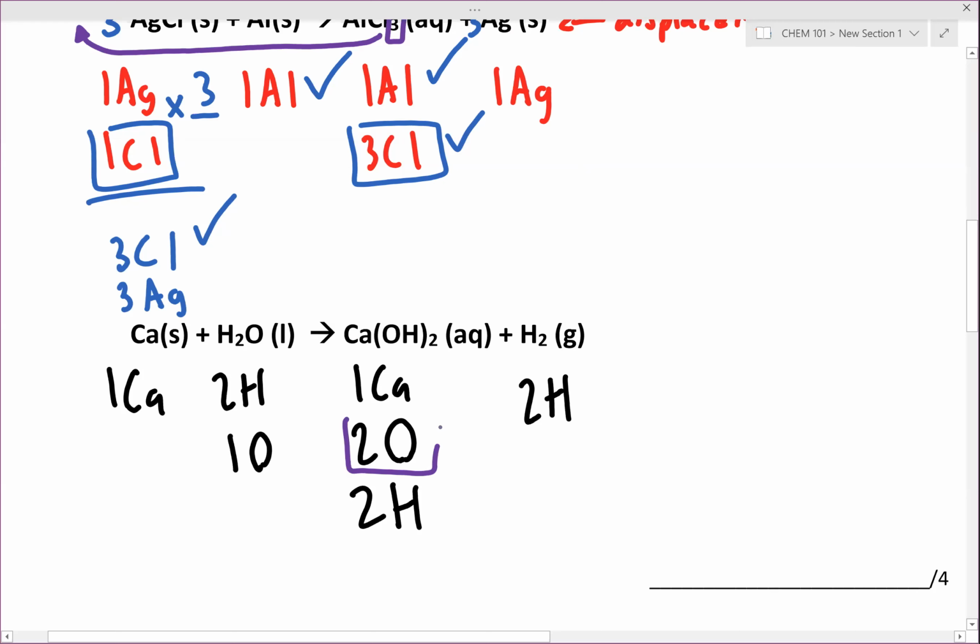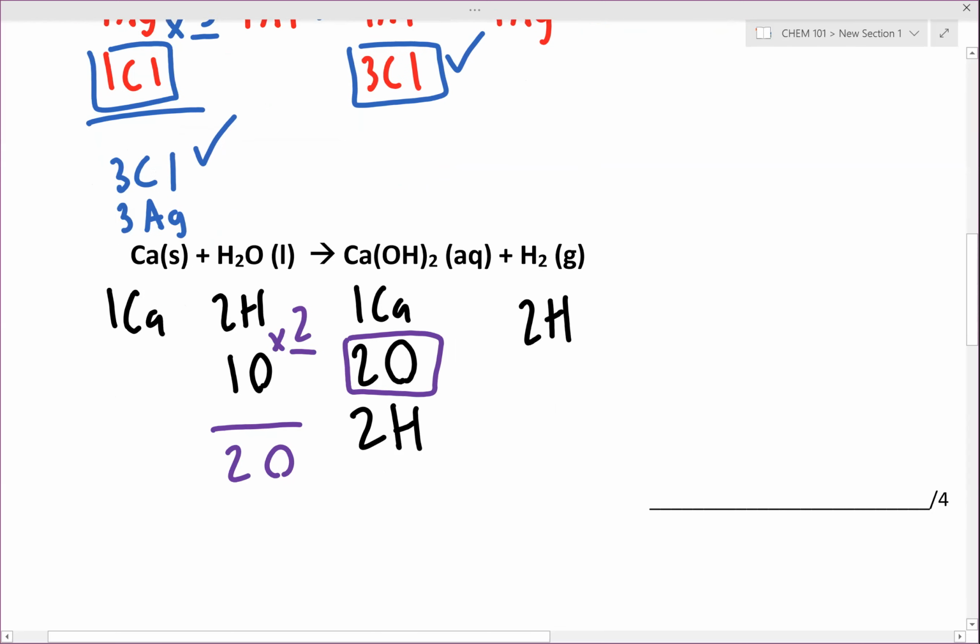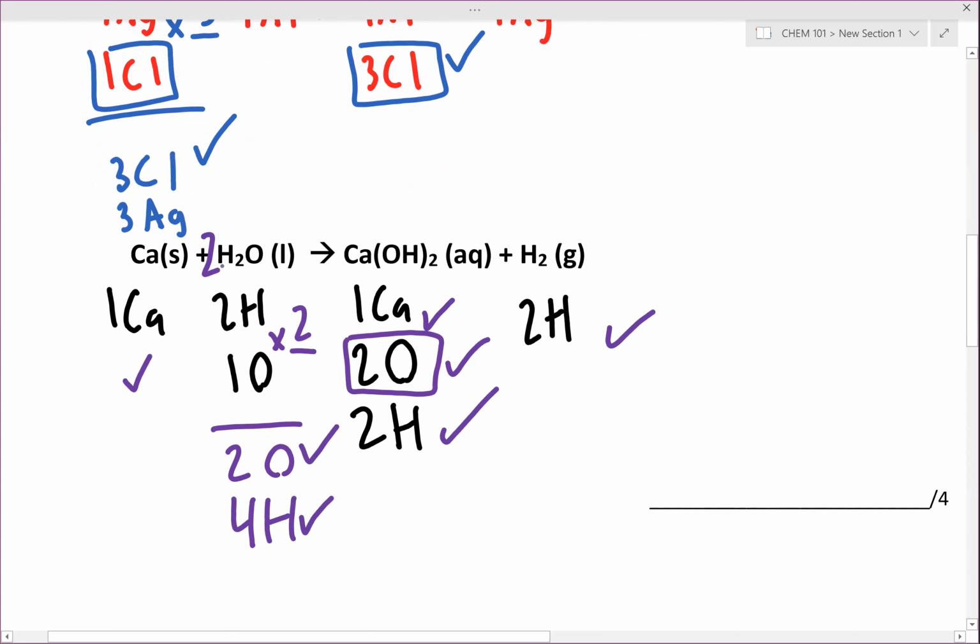So on the right-hand side, we have 2 oxygens, right? And on the left-hand side, we want 2 oxygens. So what times 1 would give us the magical number of 2 oxygens? 2, exactly. Now, do we need to revise our hydrogen count now? Yes. So then, 2 times 2 gives us 4 hydrogens. So now, oxygen's balanced, hydrogen's balanced, and calcium's balanced. So all we need to do is put a 2 in front of water and call it a day.